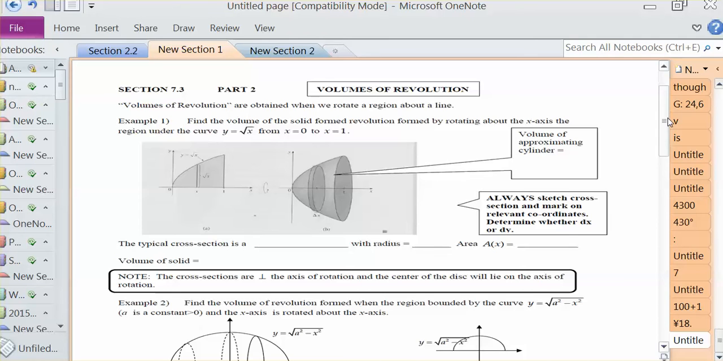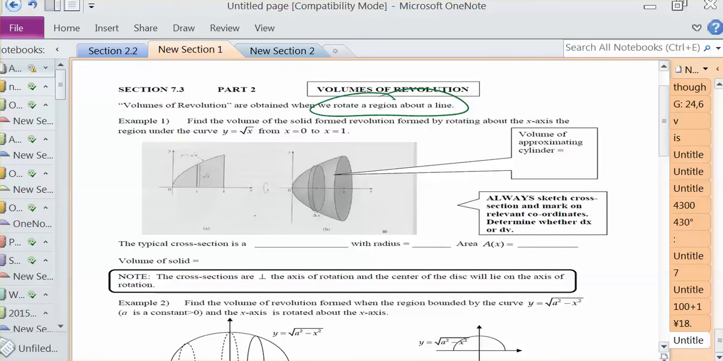So what is volumes of revolution all about? What we're going to do is take the curve and rotate it about a line. That's essentially what we're going to do. So we rotate a region about a line.